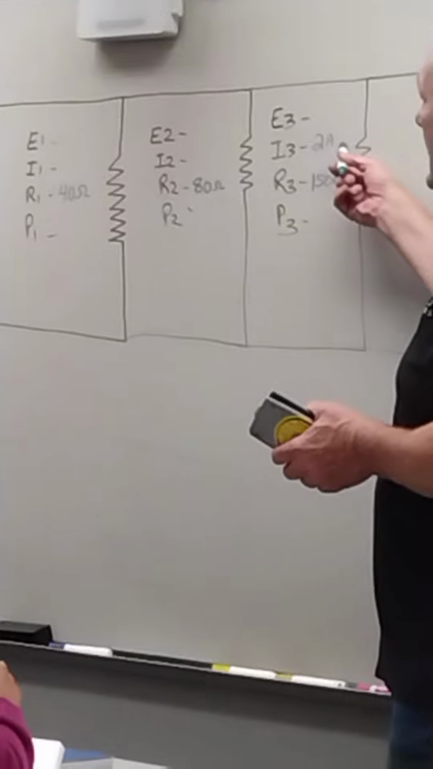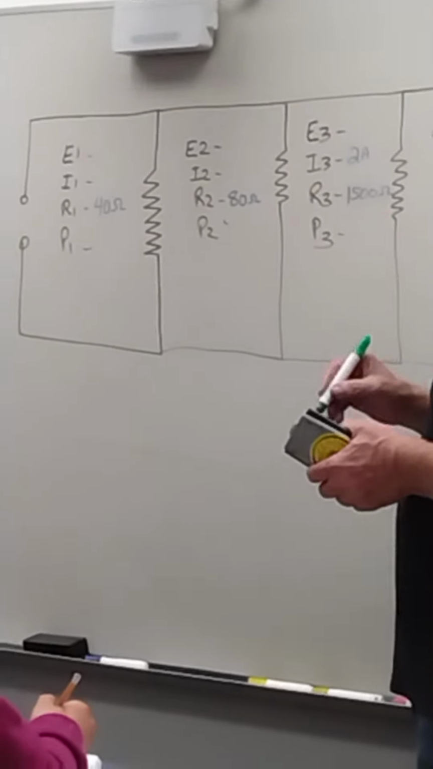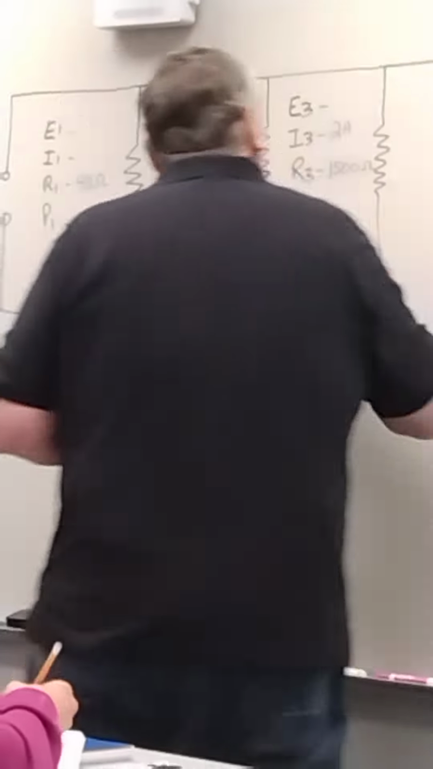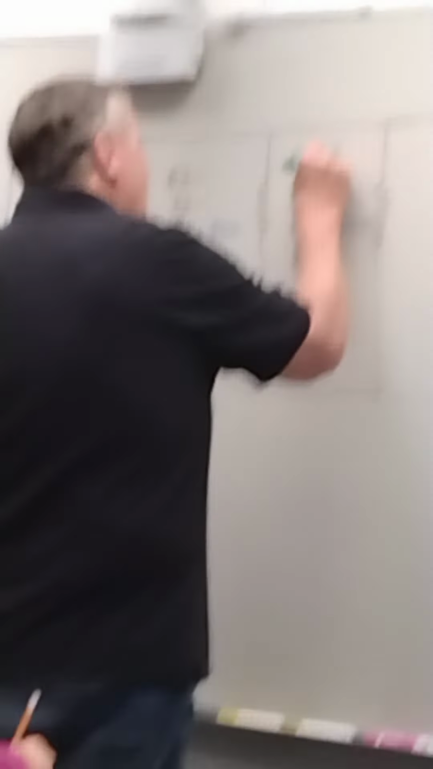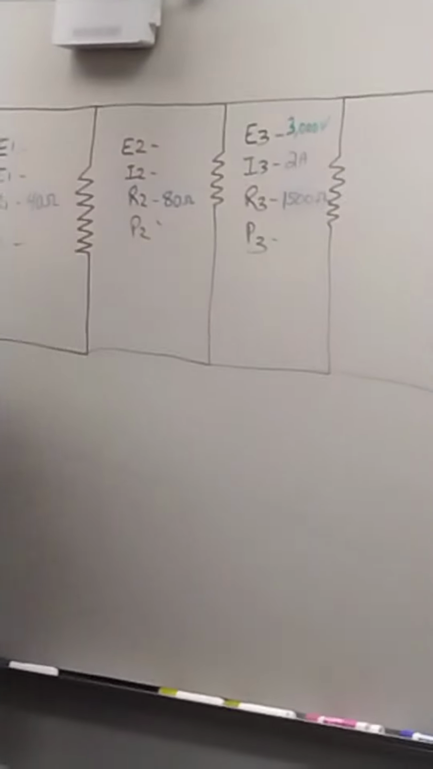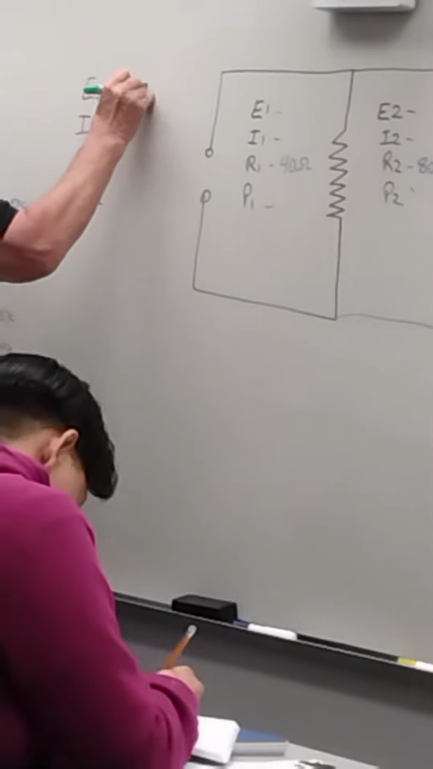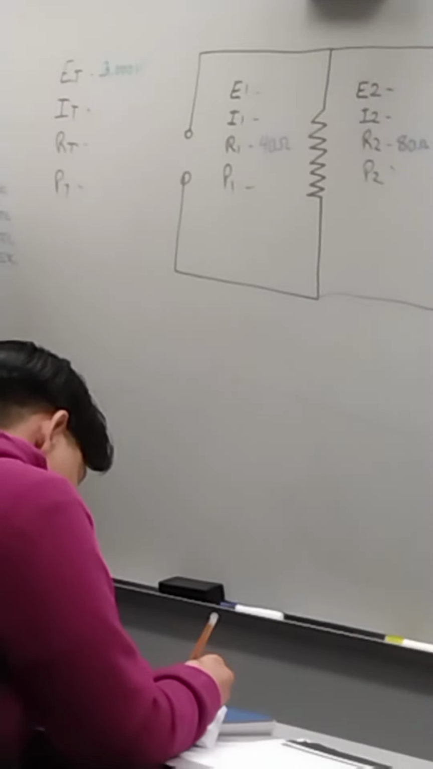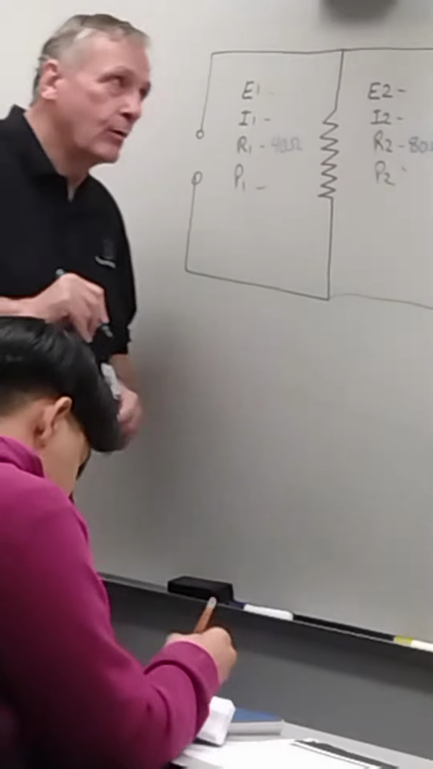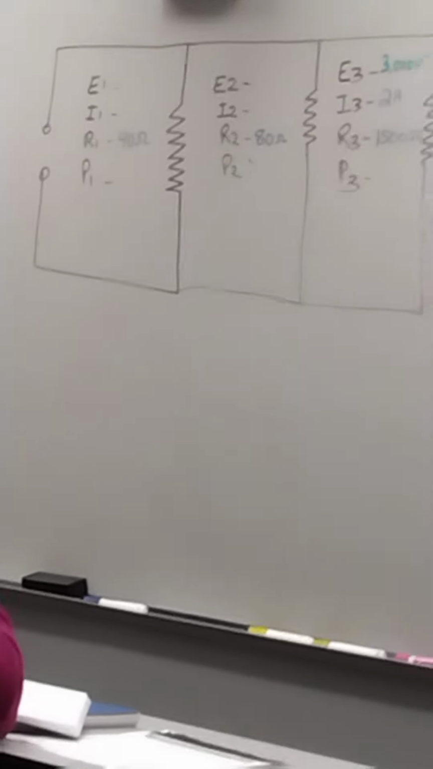So E equals I times R, correct? Yes. So 2 times 1500 is 3,000. So my voltage here is going to be 3,000 volts. Over here, I've got 3,000 volts. Okay, so that's good. That's cool. We like that. That's awesome.